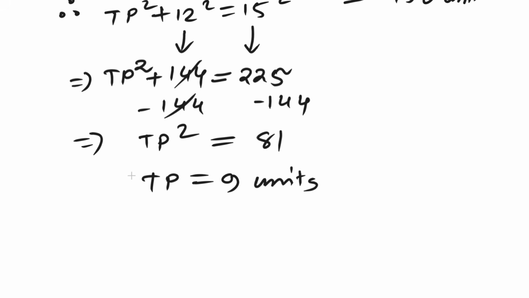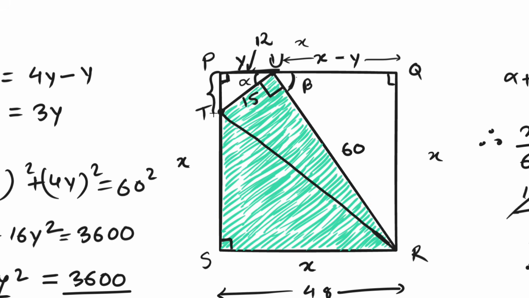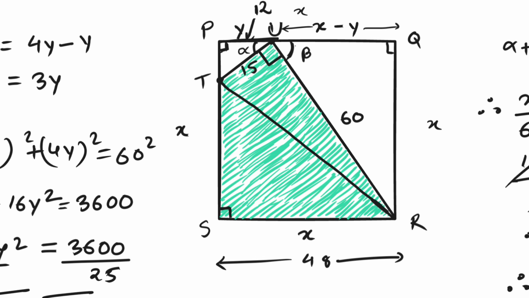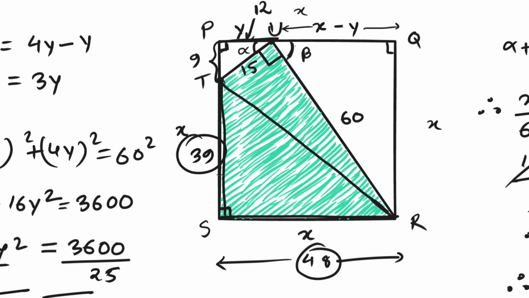Now remember, the entire left side PS of the square is 48 units. That entire side is made up of PT plus TS. We have just found PT equals 9. Therefore, TS equals 48 minus 9, which is 39 units. That gives us exactly the height we need for the lower blue triangle. So now, look at triangle RST. Its base RS is 48, and its perpendicular height TS is 39.